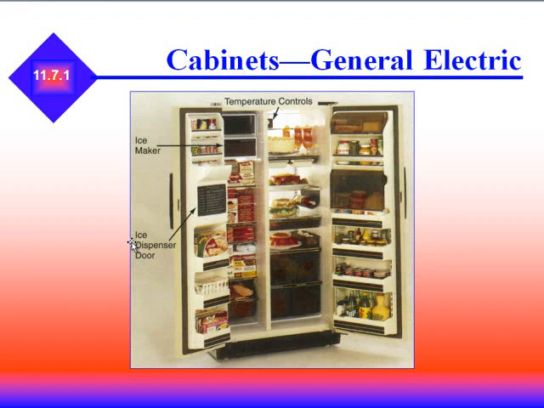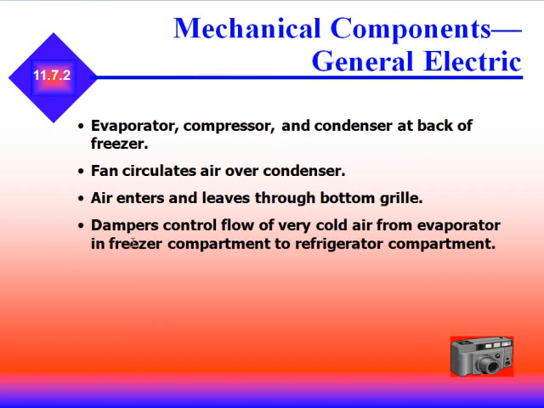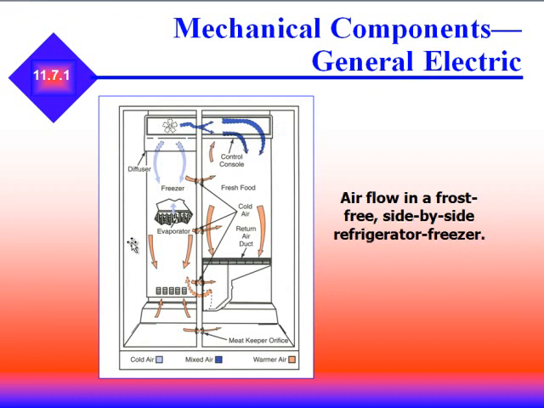This is an example of the cabinets of the General Electric system. You have your temperature controls, ice maker, refrigerator doors. The mechanical components consist of an evaporator, compressor, condenser. The fan circulates air over a condenser. Air enters and leaves through the bottom grill. Dampers control the flow of very cold air from the evaporator to the freezer compartment and to the refrigerator compartment. So in the side-by-side, the evaporator's in the freezer, and from there it gets moved by fan to the frost-free refrigerator side.